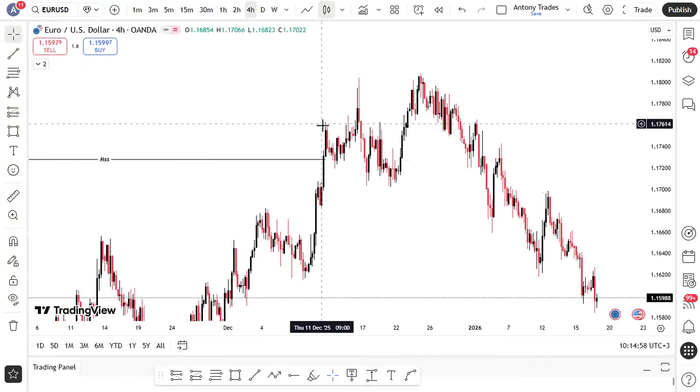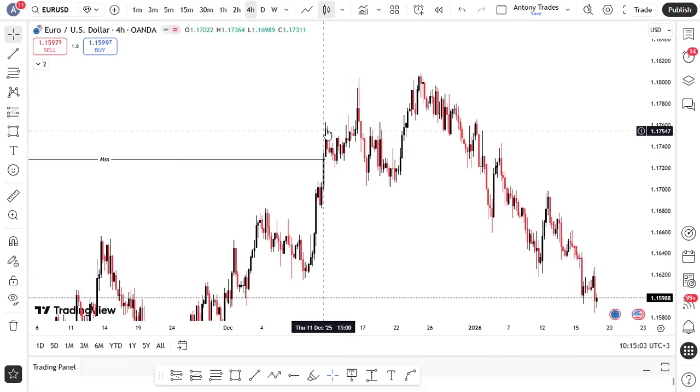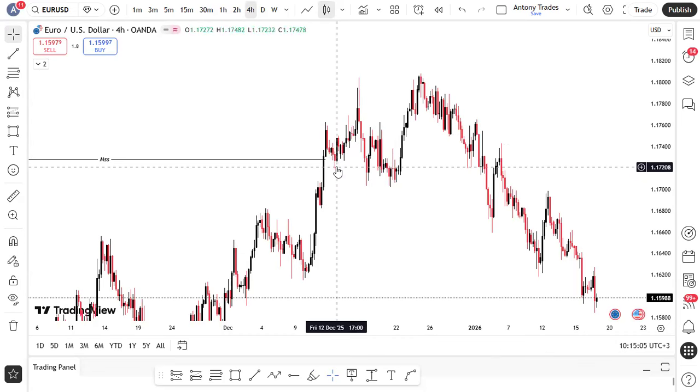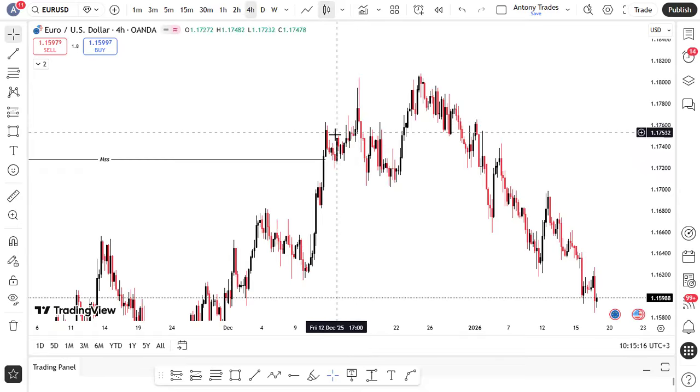So the market gave us this, what? How do we call this? We had this major inducement. So we had a fake break of structure here. If you don't know how to identify a fake break of structure, I still have a video on that on my channel. So make sure you watch the video and you will understand.